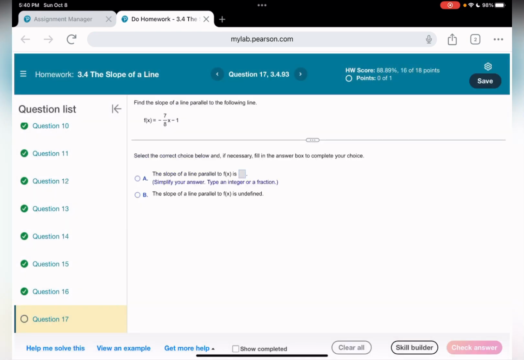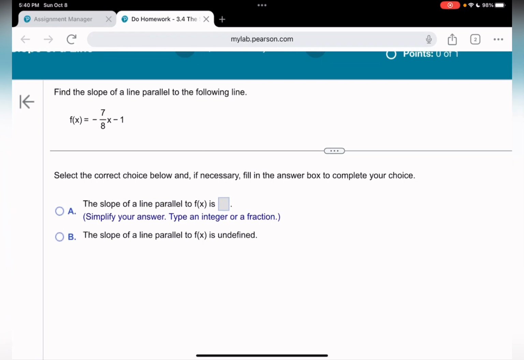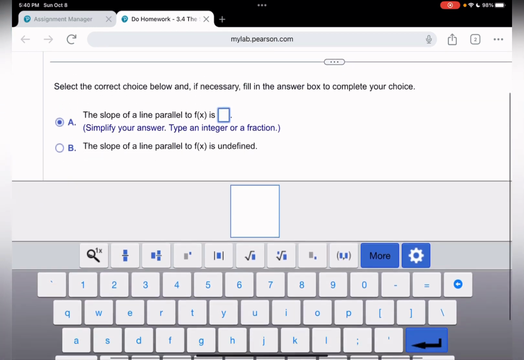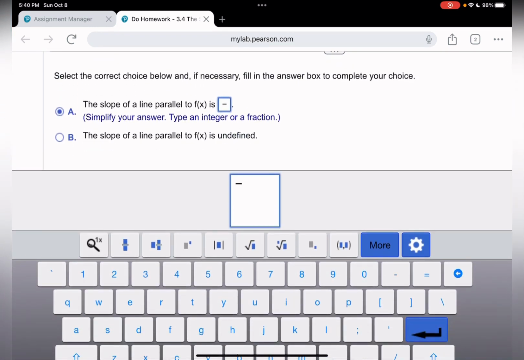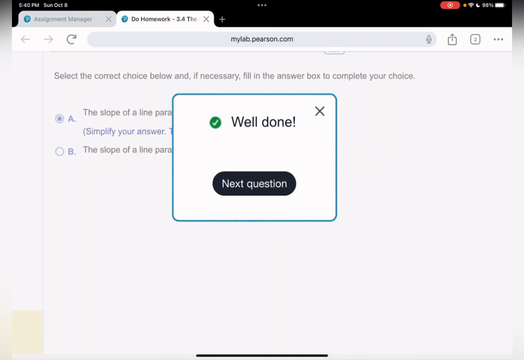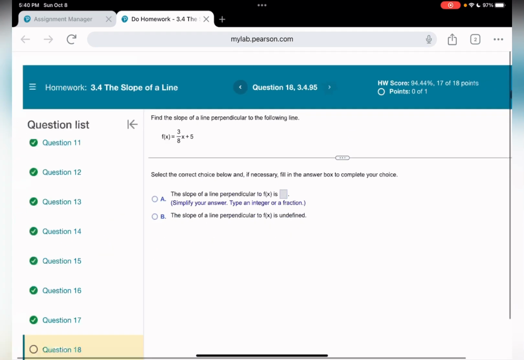Number 17. Find the slope. Well, we already did. Of a line parallel to this line. When we have parallel, slopes have to be identical, right? So it's going to be negative 7 over 8. Very good. And which one? This is 18.